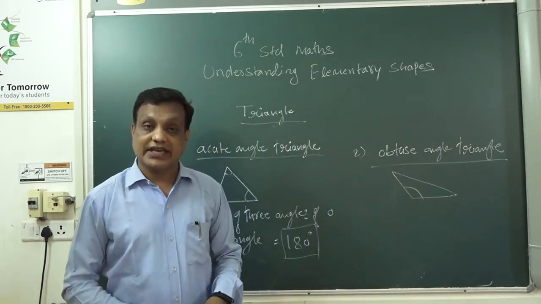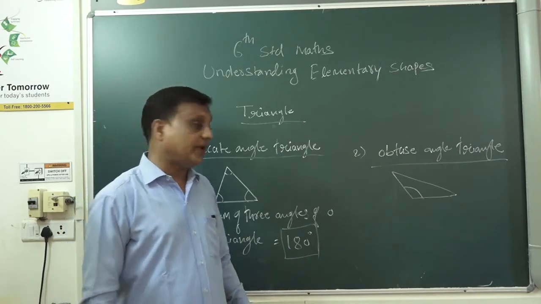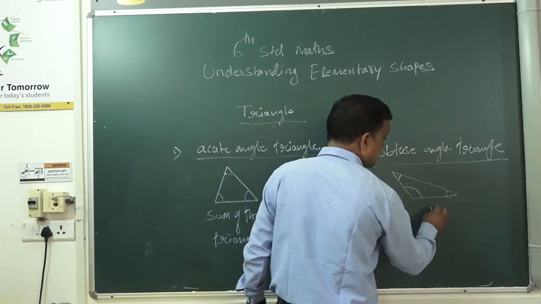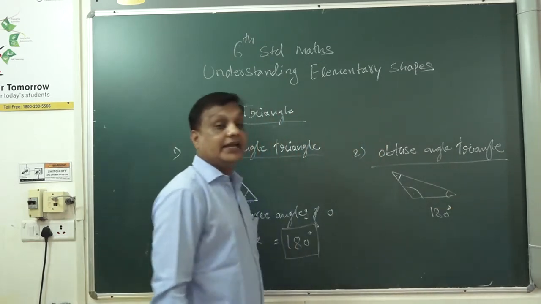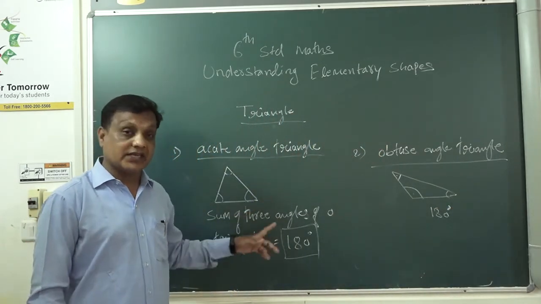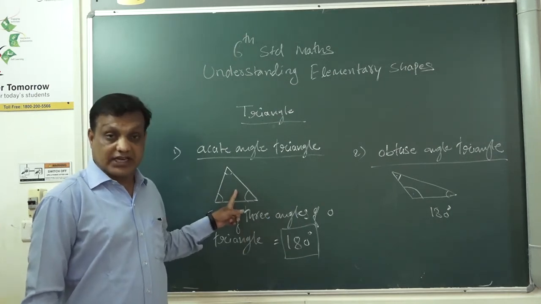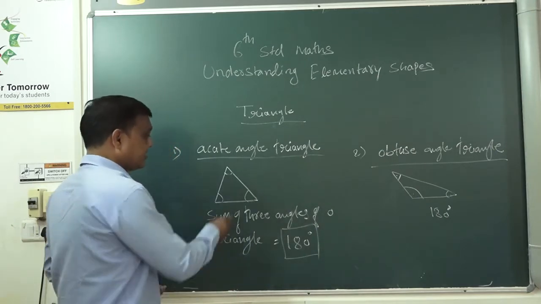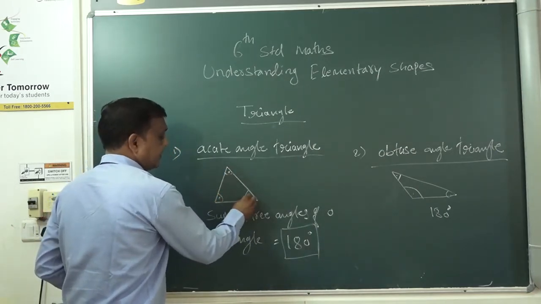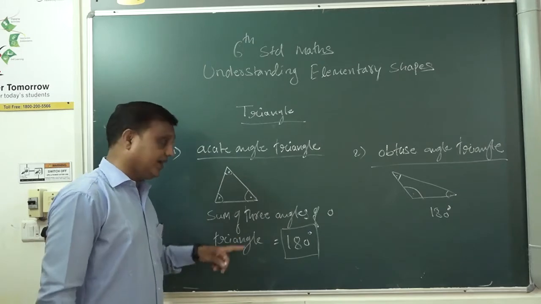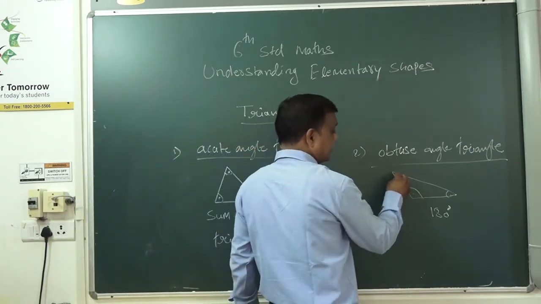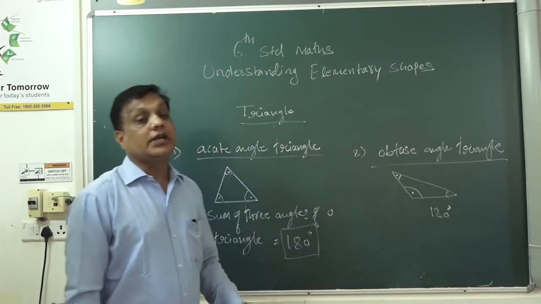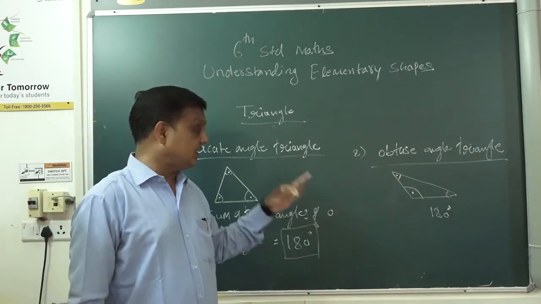In an obtuse angle triangle, what happened? If you add these 3 angles 1, 2, 3, again it will become 180 degrees. Compulsory, for any triangle, the sum of the angles of a triangle. How many angles does a triangle have? The triangle has 3 angles. One angle here, one angle here, one angle here. If you add that, 180. Here also 3 angles, and if you add that, again it will become 180. It means every triangle is how many degrees?